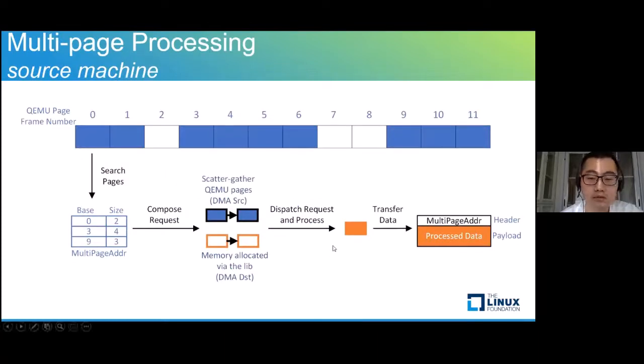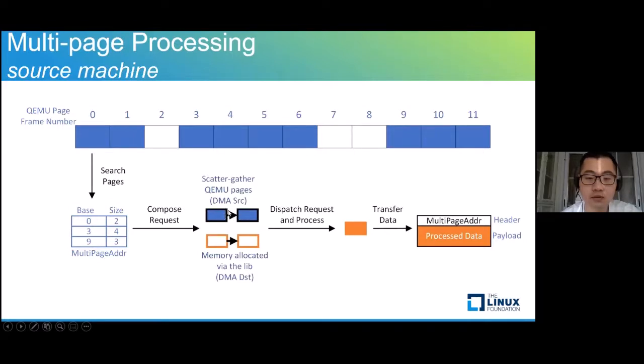For multi-page processing, here is an example where we have 12 pages. The migration thread will find multiple dirty pages at one time. For example, here it finds that pages 0 and 1 are dirty, and it composes a data structure saying that the dirty pages start from 0 with size 2, meaning there are two consecutive pages. The second group of dirty pages starts from page 3 and has 4 pages. The third group starts from page 8 and has 3 dirty pages. Then the migration thread does the request composition and composes the request which is submittable to the device. It also needs to set up the DMA buffer. It is a scatter-gather buffer, so here it has 9 buffers.